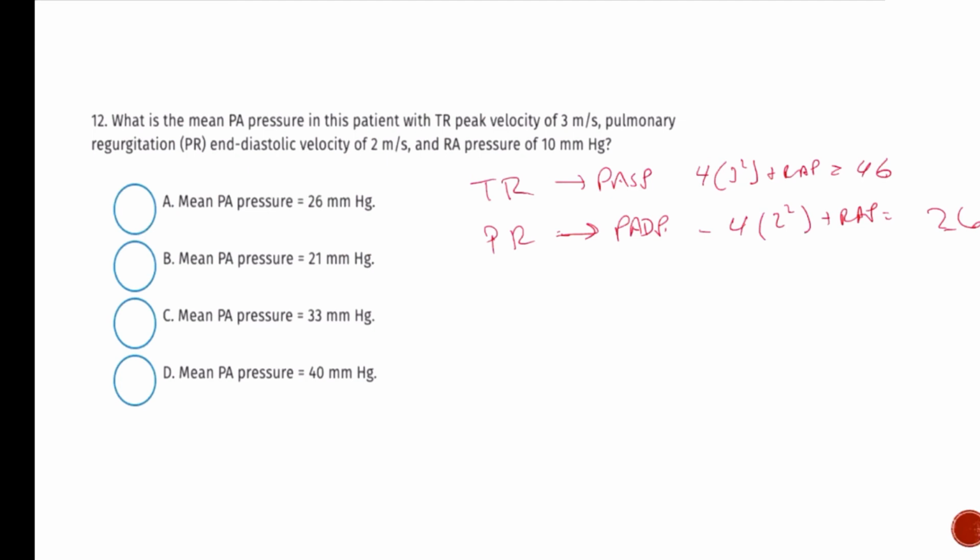So one thing that I'm going to tell you here is that your pulse pressure is your PA systolic pressure minus your PA diastolic pressure, right? That's 20. Okay?